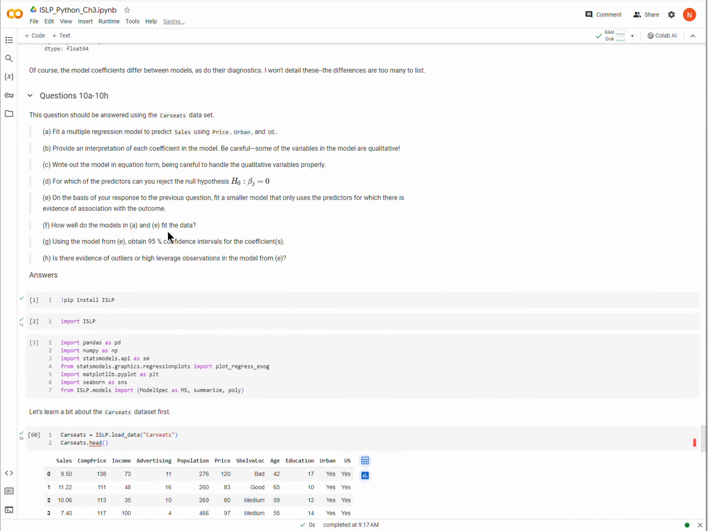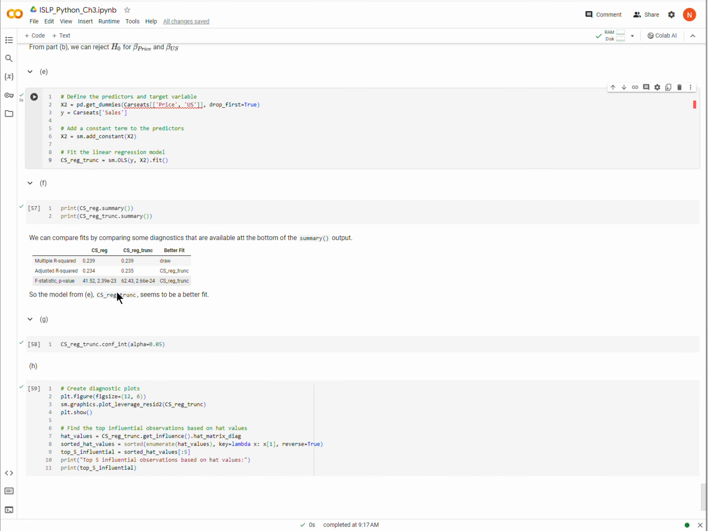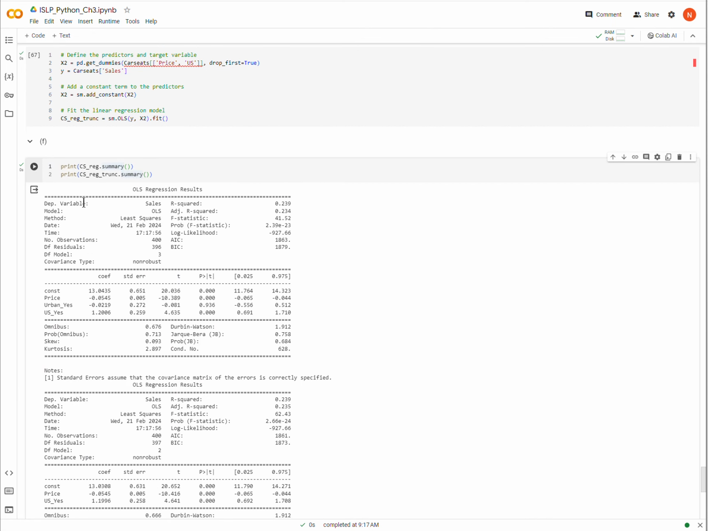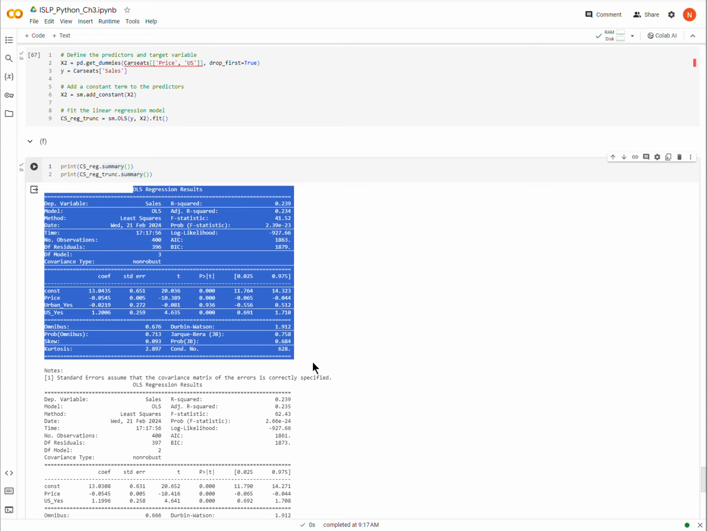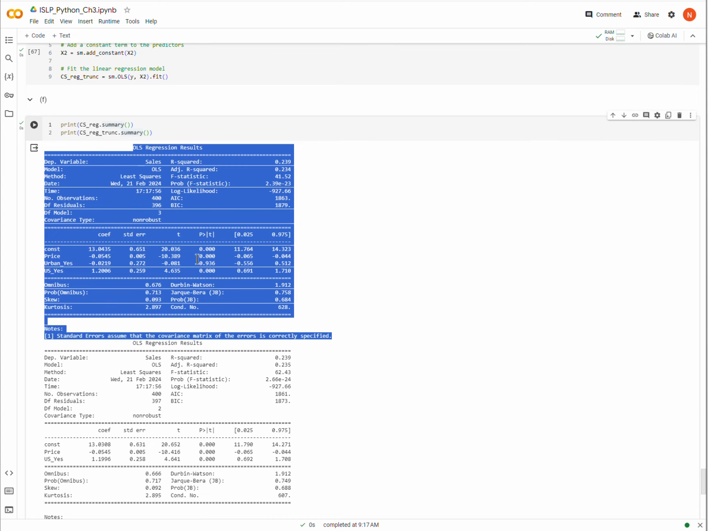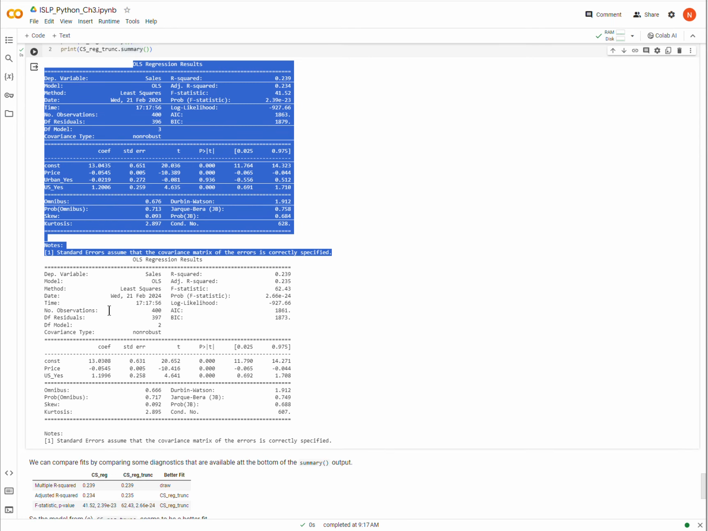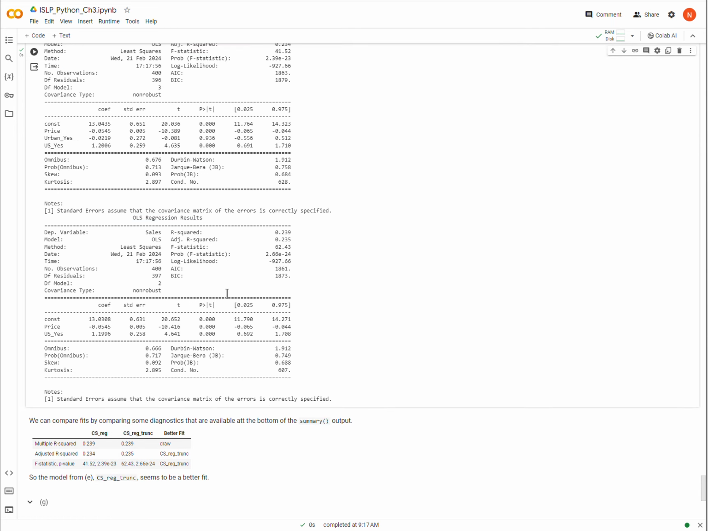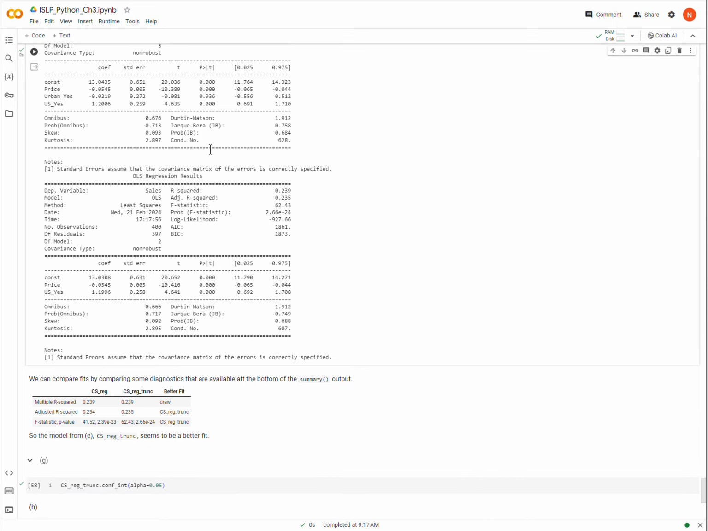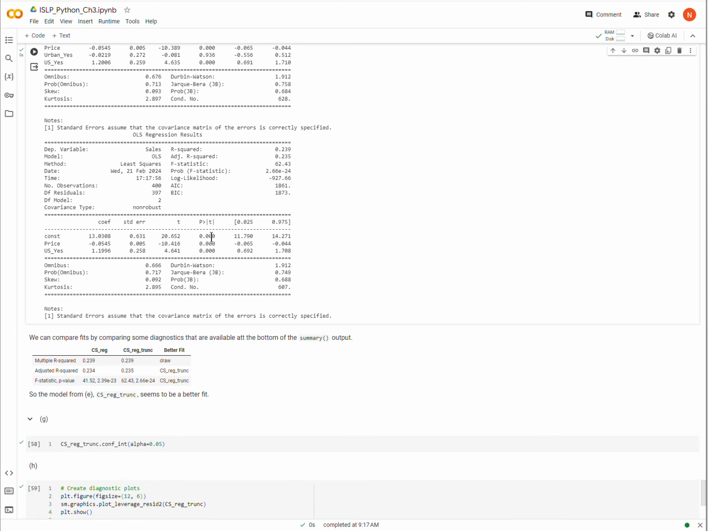and part F wants us to determine how well the models fit the data. Okay, and so the one way that we can do that is I can look at the summaries from both of these functions. Okay, so this top summary right here, I think probably ends right here. This is for the first regression, and then the bottom part is for the truncated regression.